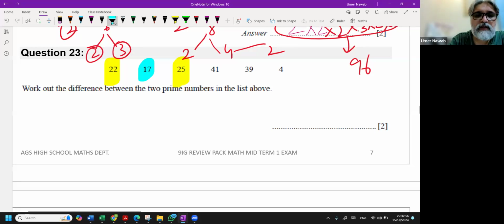So 41 is a prime number. 39 is not a prime number. It can be divided by 3 and 13. 4 is also not a prime number. So I got two prime numbers.